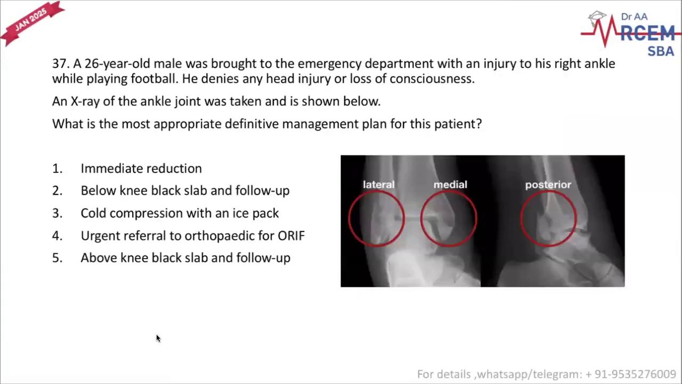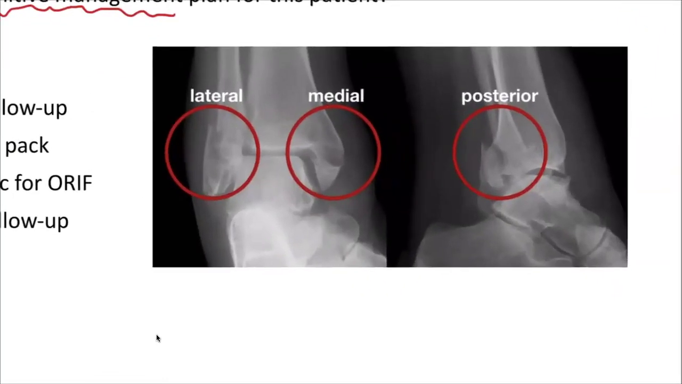A 26 years old was brought to the emergency department with an injury to the right ankle while playing football. He denies any other head injuries or loss of consciousness. An X-ray of the ankle is shown below. What's the most definitive management? The wording is important. They are asking for the definitive management here. What is the fracture we are having? A round-off and labeled question like this will not be there in the exam. Be aware.